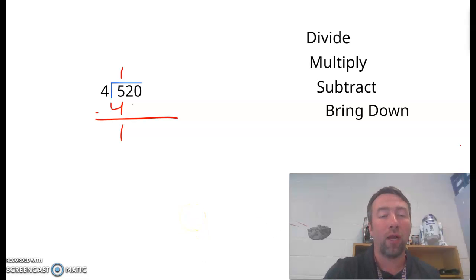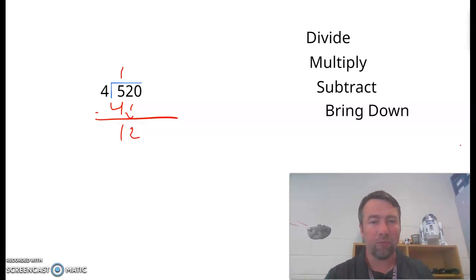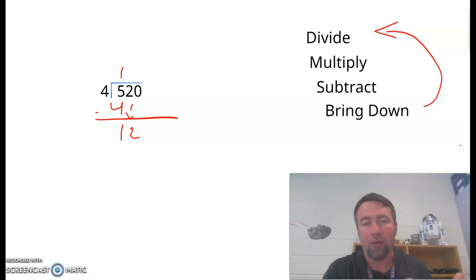I'm going to bring down this 2 right here. So let's bring down that 2. And I'm going to put it right next to the 1. So that's a 12. I know it's kind of hard to see. I need a stylus. I've said that before, but yeah, say it again. All right, and then once we're done with that, we go right back up to the top until there's nothing left to bring down, and we just have a remainder at the end.